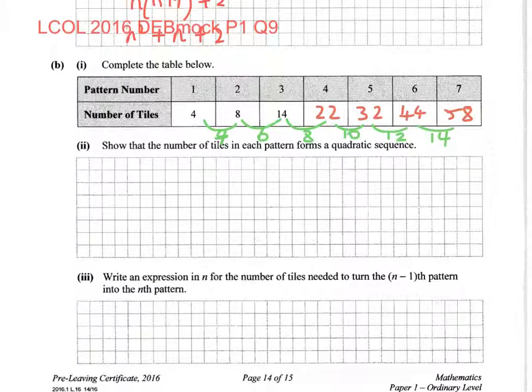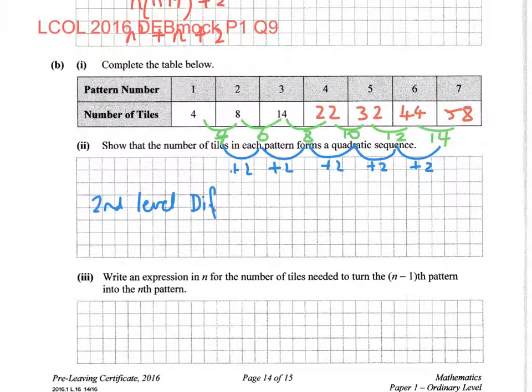In terms of showing that the number of tiles in each pattern forms a quadratic sequence, the key thing here is if you look at the differences and see what's going on with the differences, you're adding on 2 each time to the differences. Now, it's not fair that they've not really given you enough space to show this, to be honest with you. They should have done. This is the appropriate way of looking at the pattern, just seeing the patterns in the differences and the second level differences. So, second level differences are constant. Okay, so that is your key understanding of a quadratic sequence.